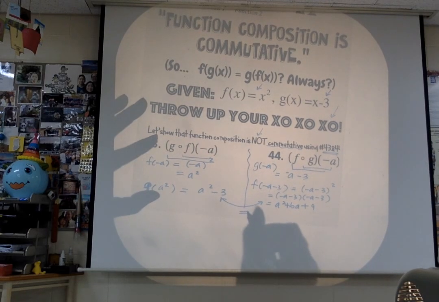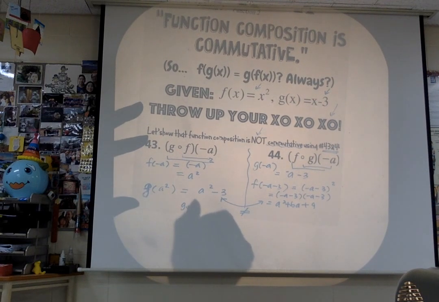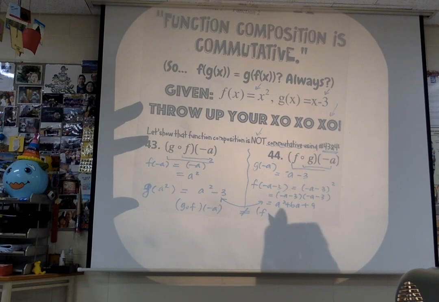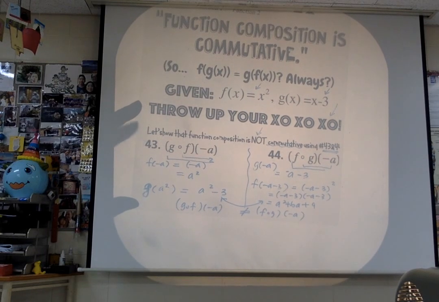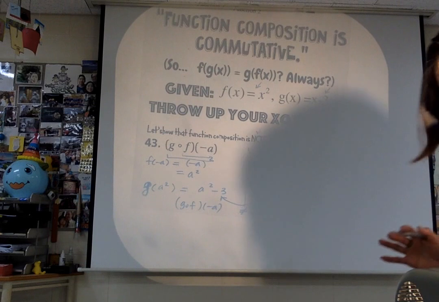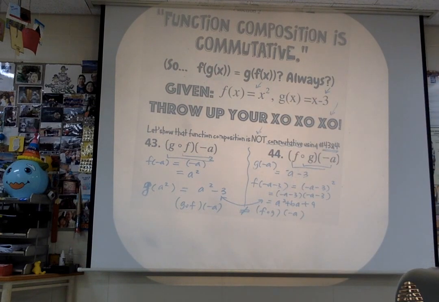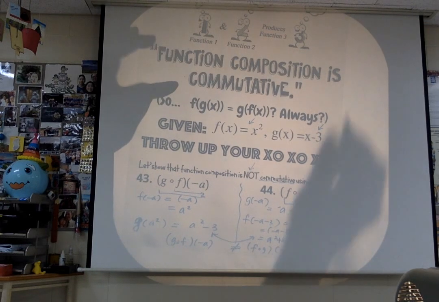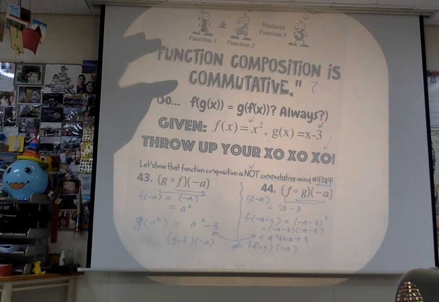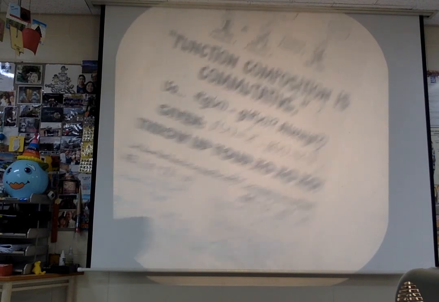It's not the same thing. That means g of f of negative a is not the same as f of g of negative a. So they're the same, but different. You're right. So just know that they are not commutative. Function composition is commutative? I don't think so, not always. All right, let's move on.